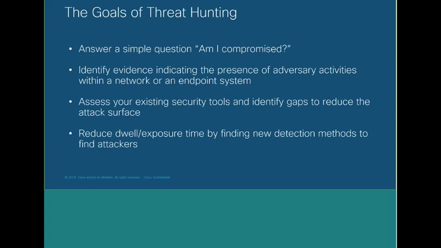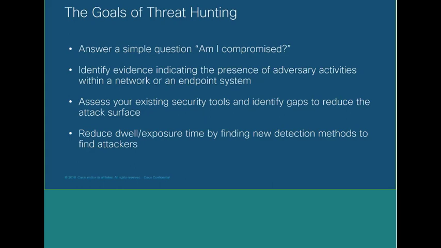It's to answer a question: am I compromised? Do I have threats already in my environment that aren't being shown to me by my existing security technologies? So you're looking for evidence that would indicate the presence of adversary activities in your network, inside your perimeter, on the endpoint, or in systems for which you are responsible. And if you find them, you assess your security tools and find out, where do we have a gap? Do I need to configure something differently? Do I need to acquire another piece of technology? Do I need to deploy this differently? Is my network architecture wrong?